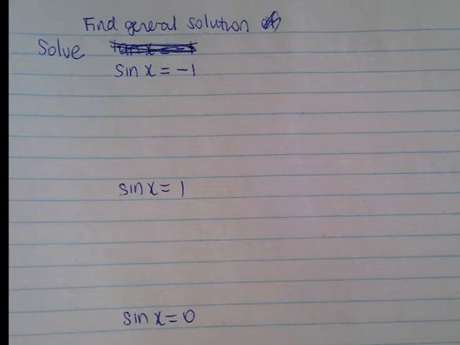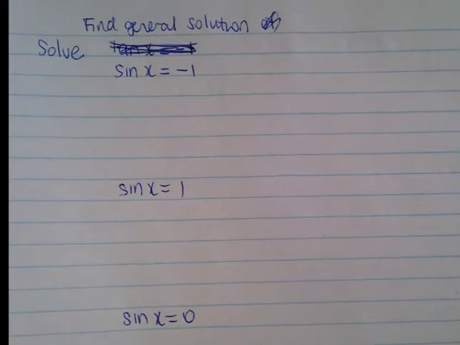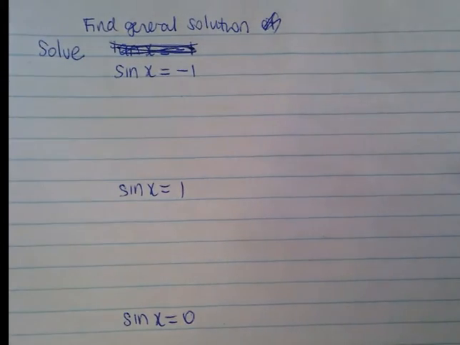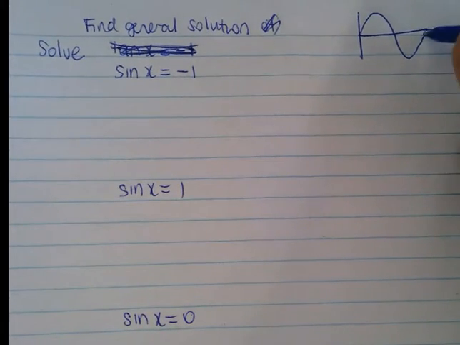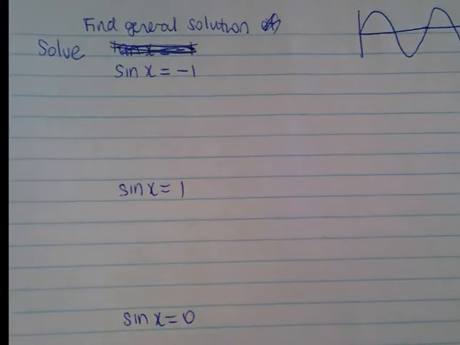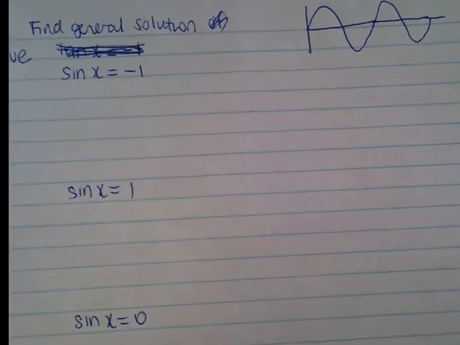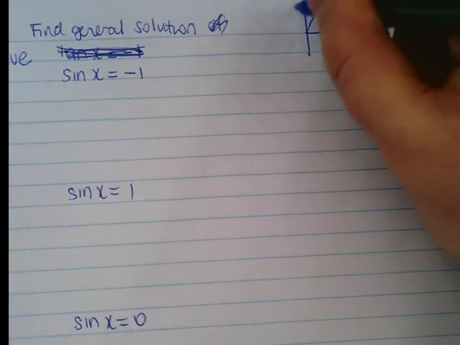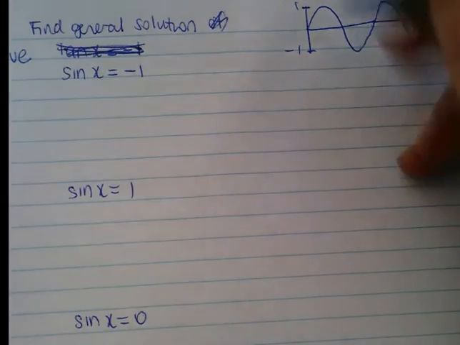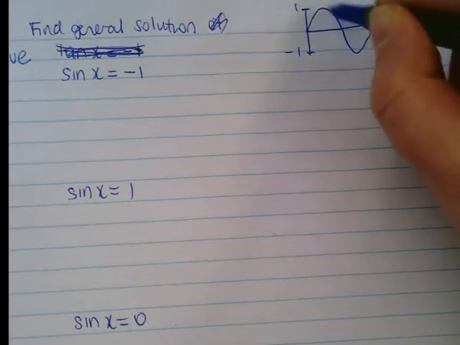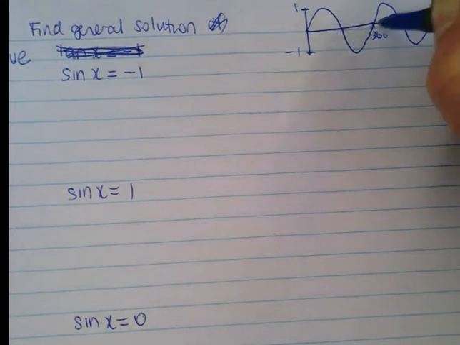General solution: we're just going to look at sine x is 1, 0, and negative 1. And we're also doing the same for cos x. Before I start, I'm going to do this two ways, by sketching and also by using the formula. Okay, so here is a sine curve. If I want to solve sine x is negative 1, you know that's 0, 180, 360, and this would be 720.